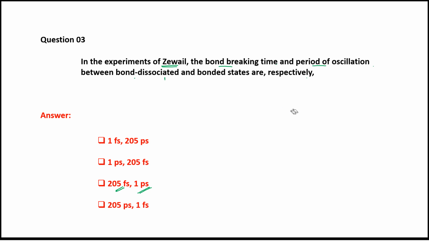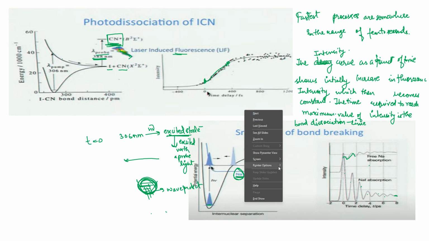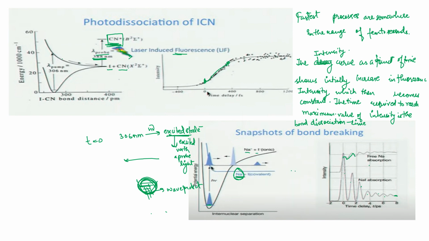They could calculate it using the ICN molecule, how the dissociation in the ICN occurs. Why is it called photodissociation? Because the dissociation is happening as a function of light, as a function of absorption of light.